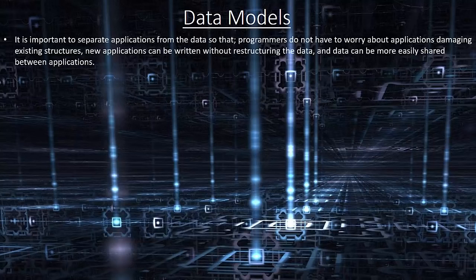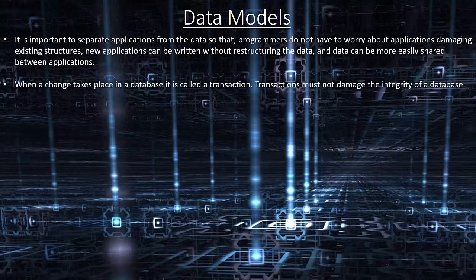It is important to separate applications from the data so that programmers do not have to worry about applications damaging existing structures. New applications can be written without restructuring the data, and data can be more easily shared between applications. When a change takes place in a database, it is called a transaction. Transactions must not damage the integrity of a database.